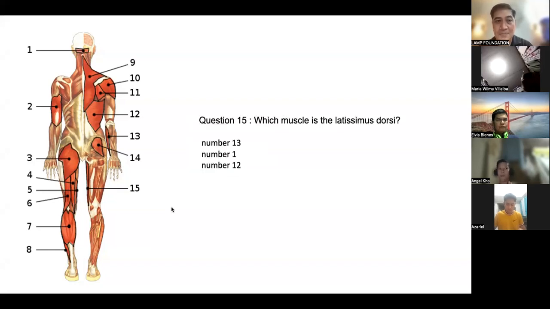Which number indicates the occipitalis? Number 1. Which muscle is the latissimus dorsi? Number 12, Doc.